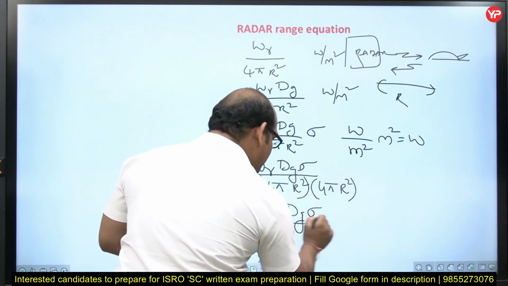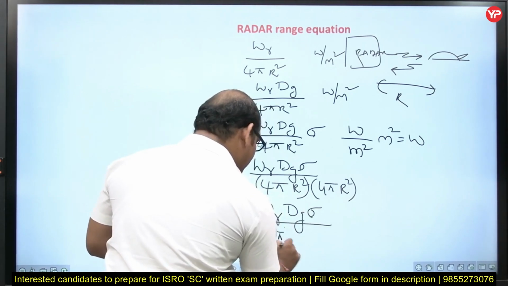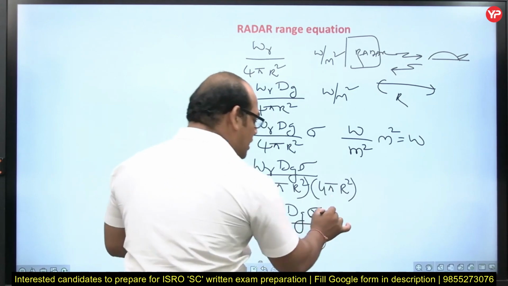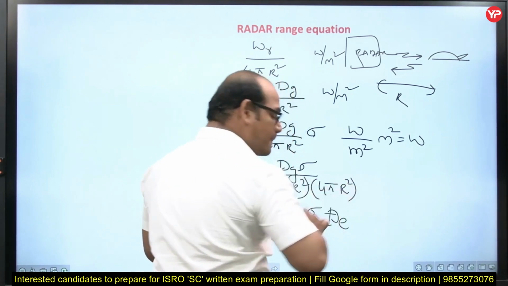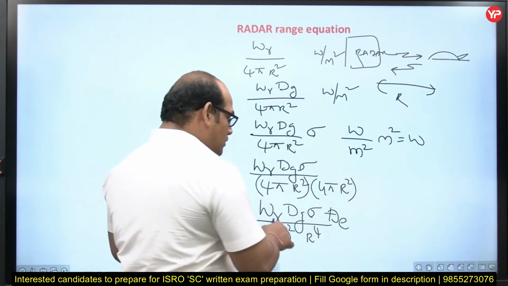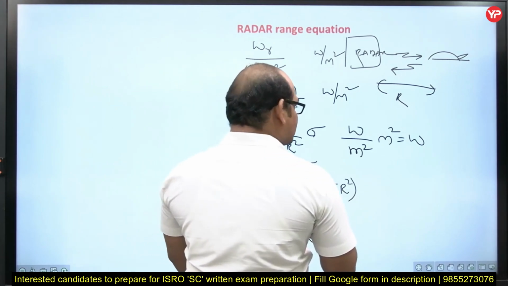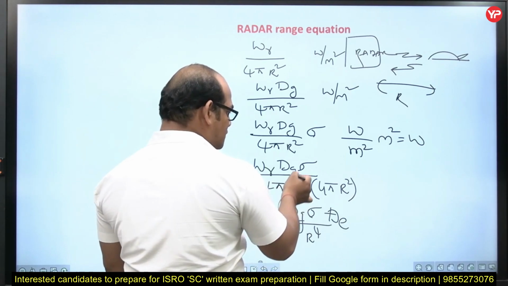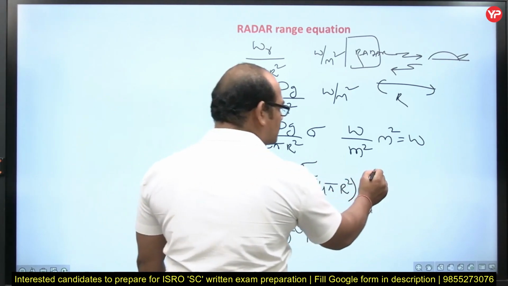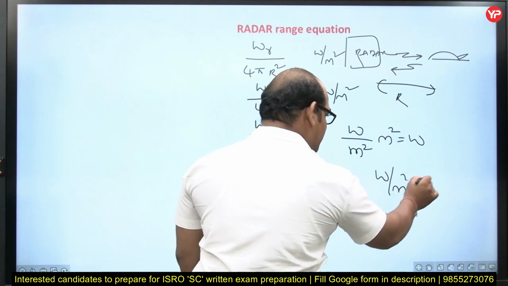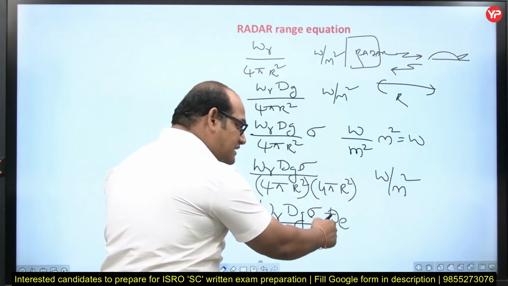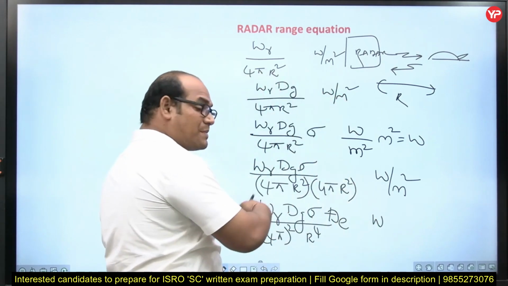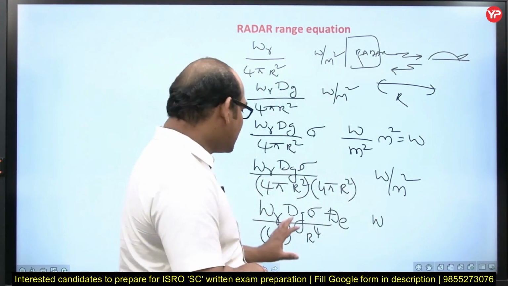So sigma by 4 pi square into R power 4. This one only. Now we are taking here AE. Okay. Now what we have taken in the previous case here. So you see this is watts per meter square into meter square. Again meter square is there. So this is watts per meter square. When you multiply with the again area, meter square will be cancelled. You will get watts. So this is the power. Okay. This is the power.